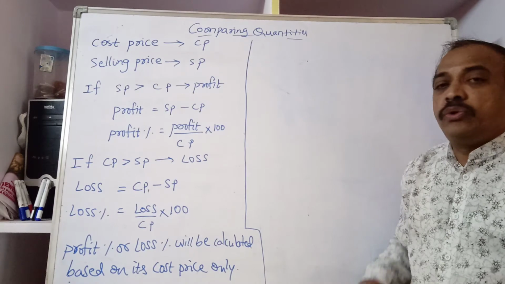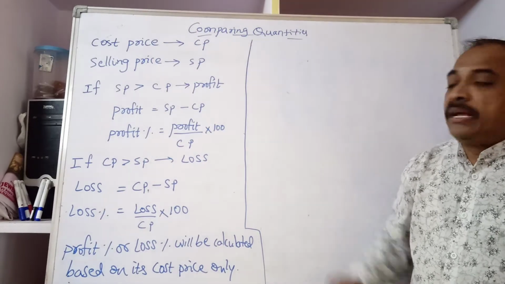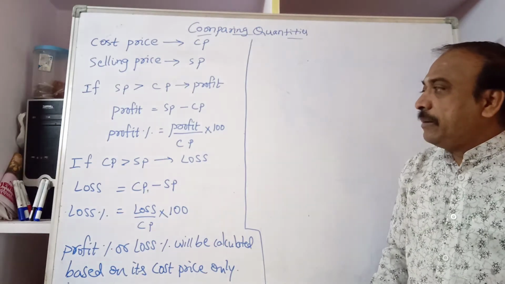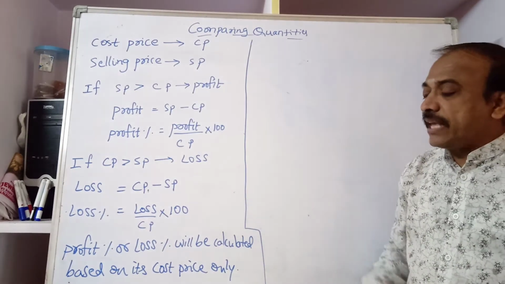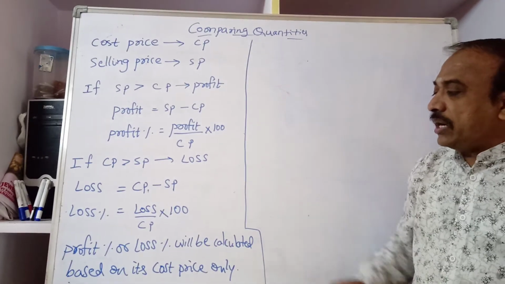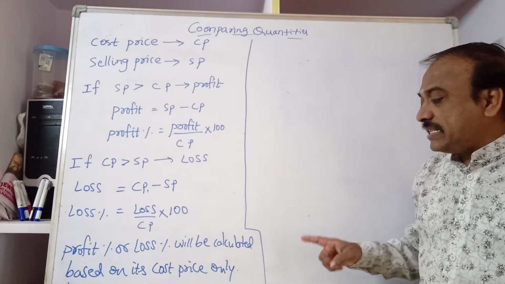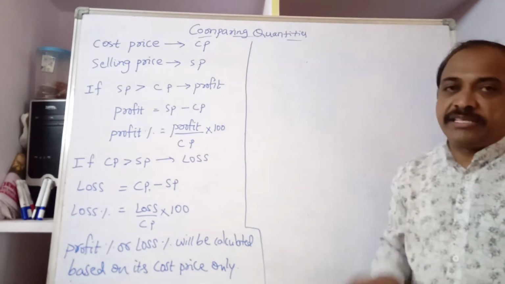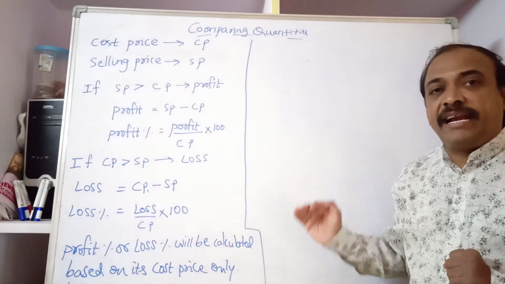Profit percent is equal to profit by CP into 100. Next, if CP is greater than SP, then we incurred loss. Loss is equal to CP minus SP, and the loss percent is equal to loss by CP into 100. So profit percent or loss percent will be calculated based on its cost price only. We will be calculating only on its cost price. So this is about the cost price and selling price, profit percent, loss and loss percent.